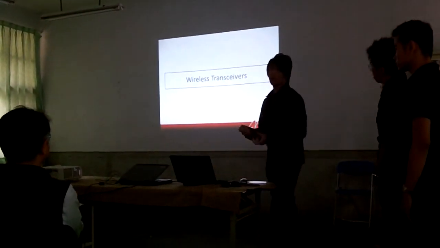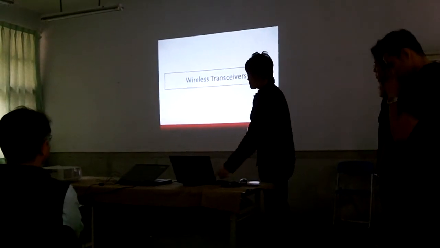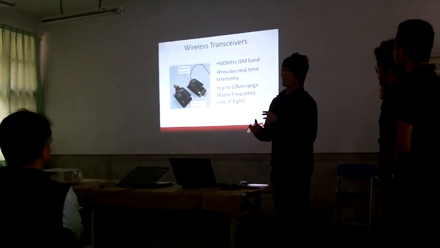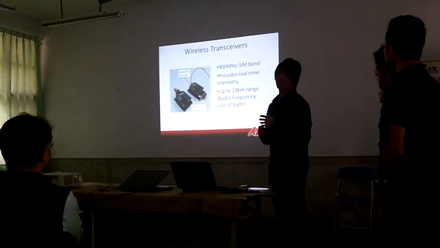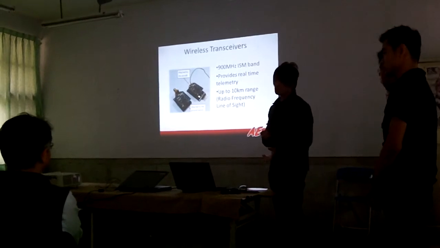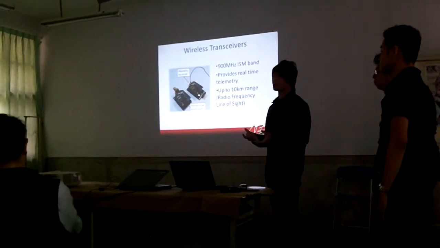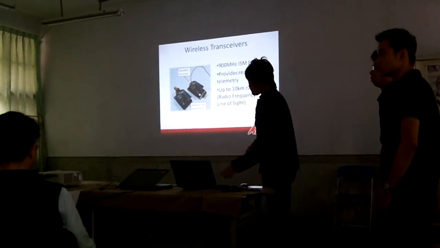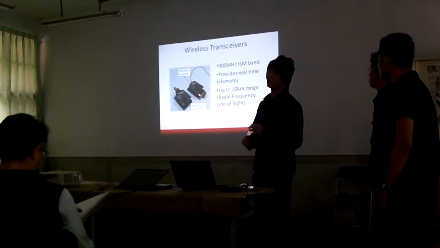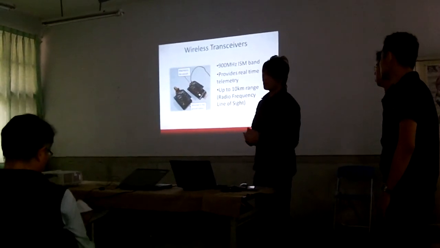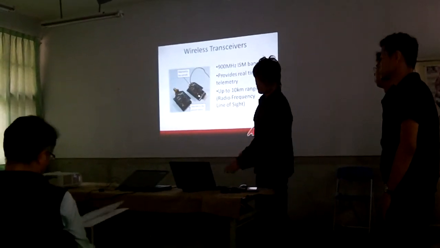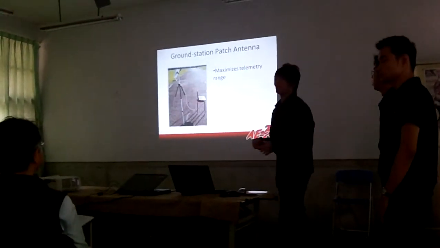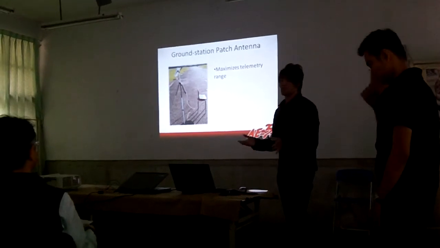Next, I'll go on to our wireless setup. For our case, we are using the XBee telemetry wireless transceiver, and we have chosen the 900 megahertz ISM band to transmit our signal. One reason is that the lower the frequency, the larger the range. Through flight tests, we have successfully attained a maximum radio frequency line of sight of about 10 kilometers. Nothing much here. This is basically just our patch antenna, the one that we use to transmit our signal.